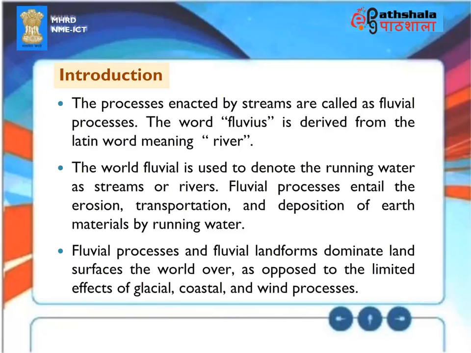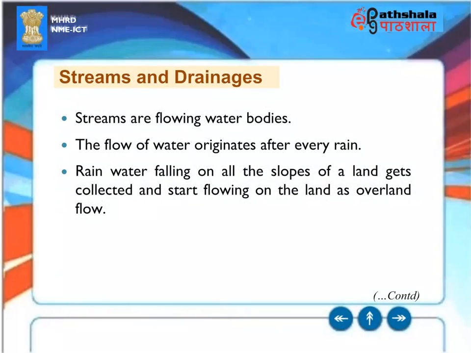Fluvial processes and fluvial landforms dominate land surfaces the world over, as opposed to the limited effects of glacial, coastal, and wind processes. Streams and drainages. Streams are flowing water bodies. The flow of water originates after every rain.